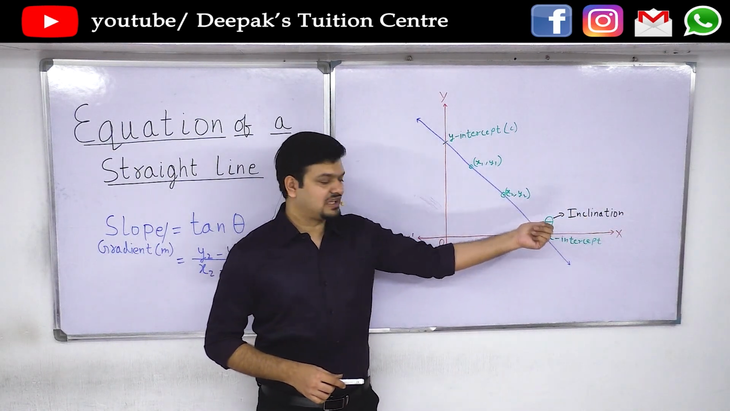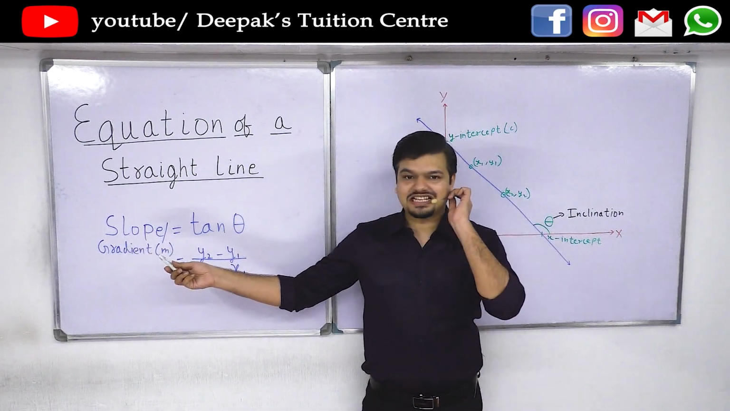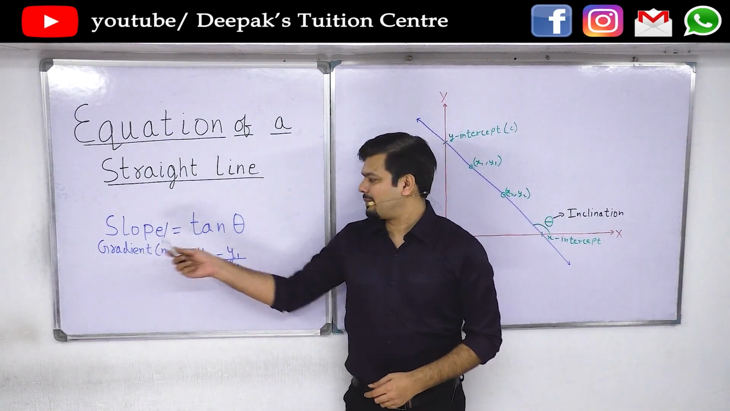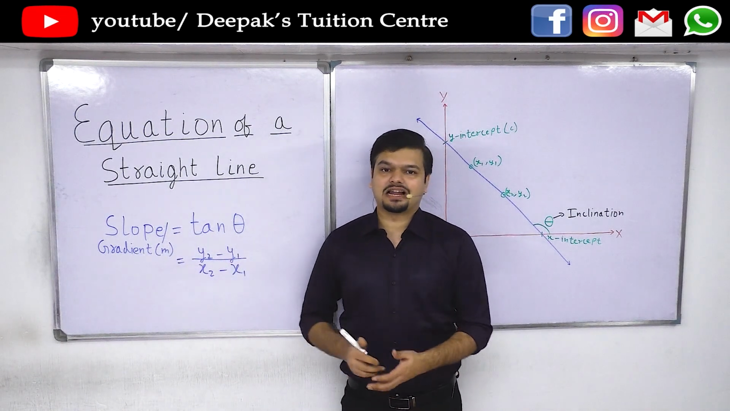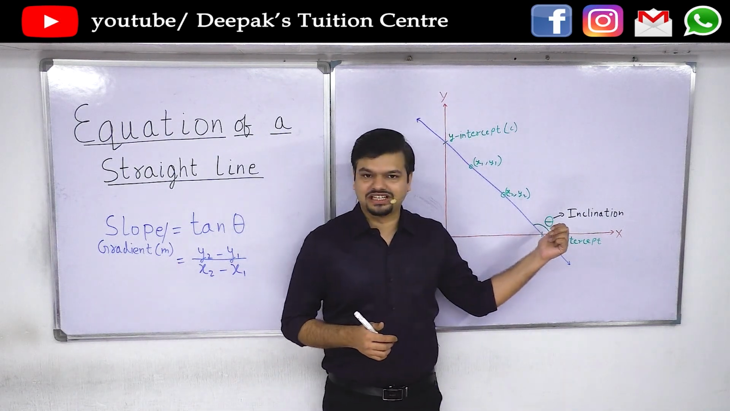So, if we know theta, then we can calculate the slope. Slope is also known as gradient, which has a symbol small letter m. The formula for slope is tan theta. So, to calculate the slope, we just need to find tan theta. We will have to know theta first.